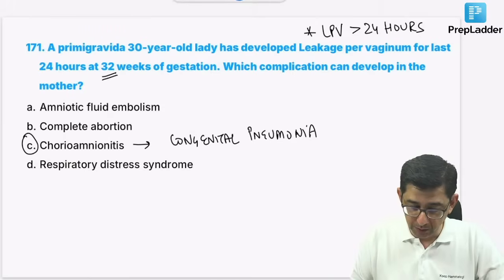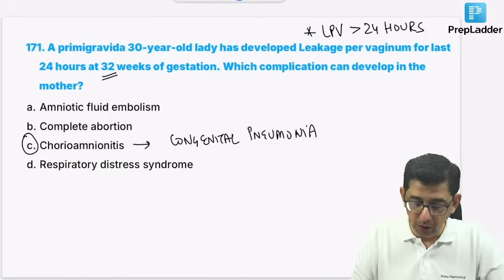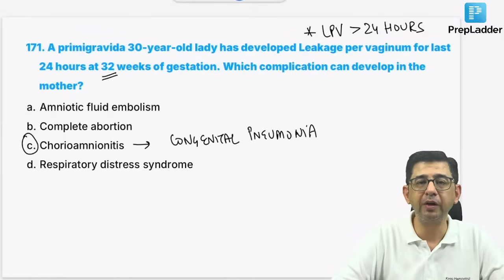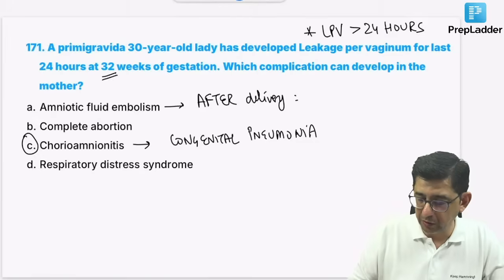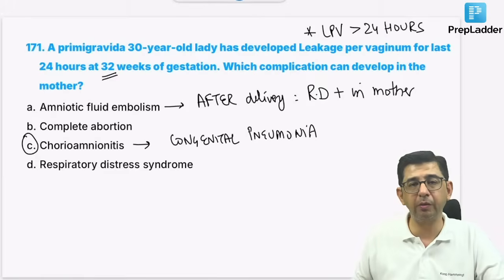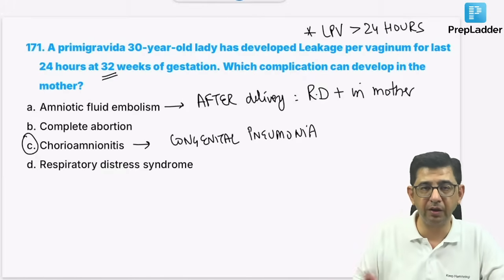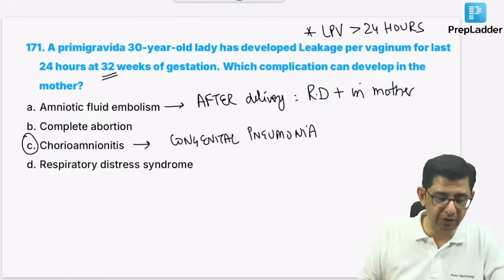Amniotic fluid embolism for this lady. Oh, amniotic fluid embolism will cause respiratory distress, no? I mean, if the question says that the lady has just delivered, and after delivery there is sudden onset respiratory distress in the mother, and there is no bleeding per vaginum, that is amniotic fluid embolism that is occurring. But here it is like leakage per vaginum only.